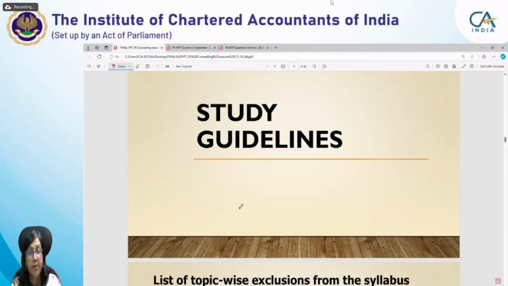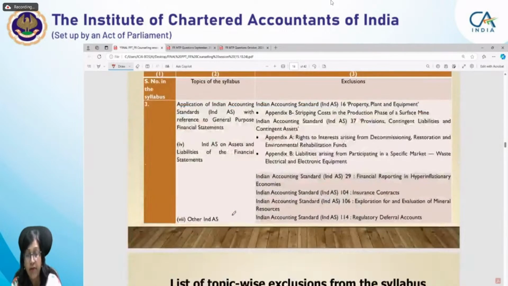Study guidelines are basically meant for giving exclusions which you are not supposed to prepare for your particular examination. For your November 24 examination, there are 4 standards which are not applicable: 29, 104, 106 and 114. See, insurance contract Ind AS 104 has been replaced by Ind AS 117, but Ind AS 117 has been notified in the month of August 2024.